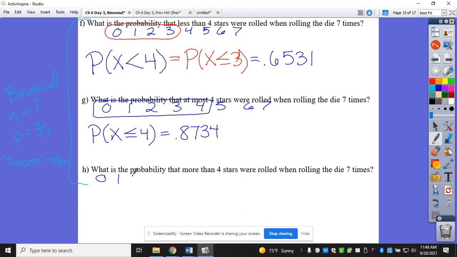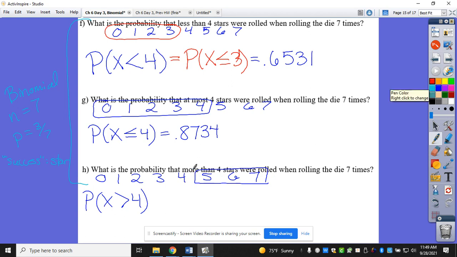This is the kind of problem where I choose to write these out like this above it. So I know that I'm trying to find the probability that x is greater than 4. We're good with that. So I'm going to circle the numbers that are greater than 4, which is 5, 6, 7. So these are what I don't want. So I'm doing the complement of the probability of x being what?